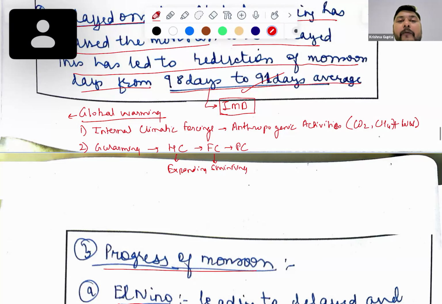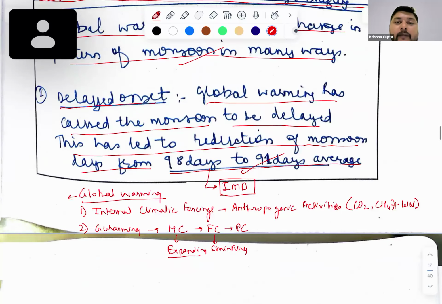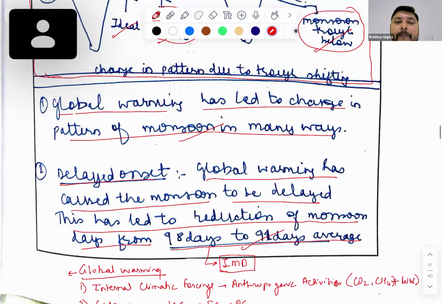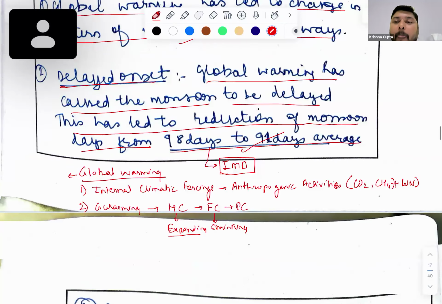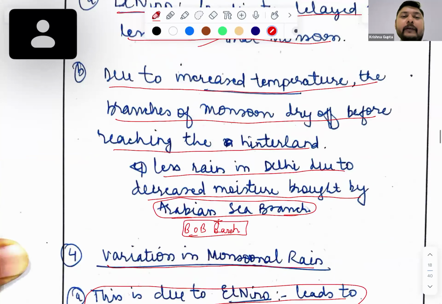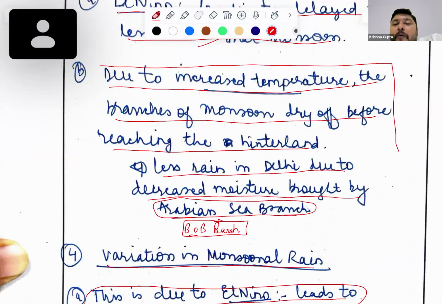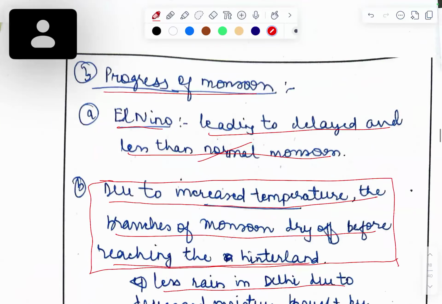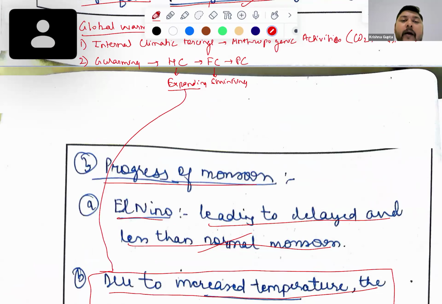Now, we have talked about this point, that due to the increased temperature, the branches of monsoon dry off before reaching the hinterland. This is interlinked with this expanding part. How? Because the winds are getting slower. The speed of winds is getting slower. Therefore, we need to provide how global warming is impacting this particular aspect.